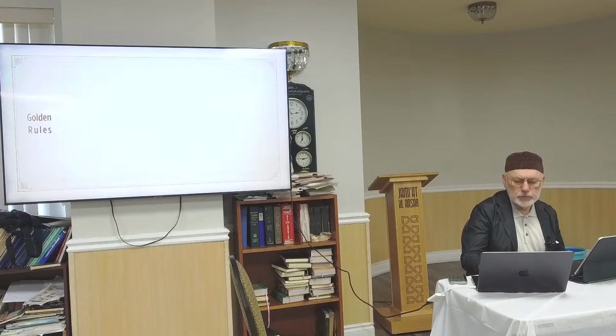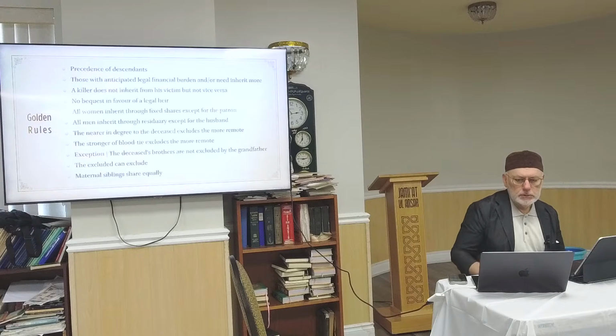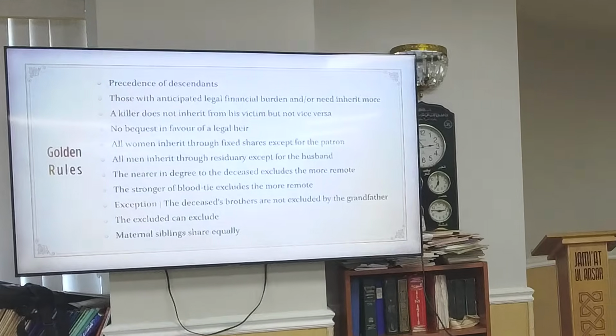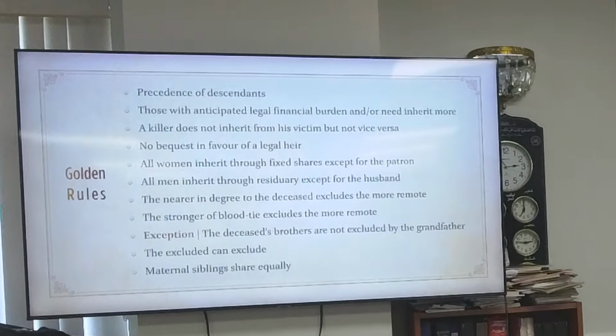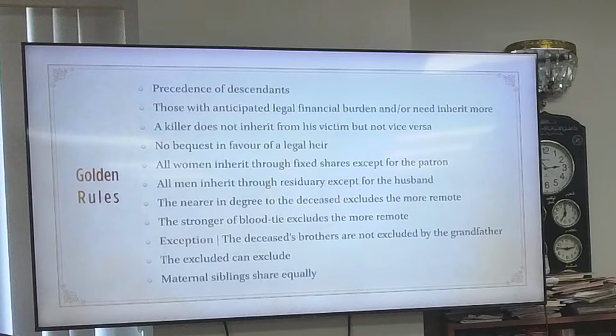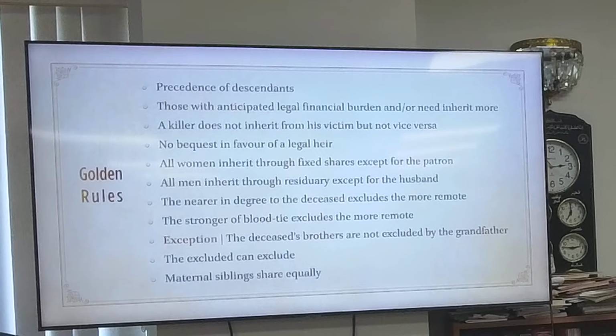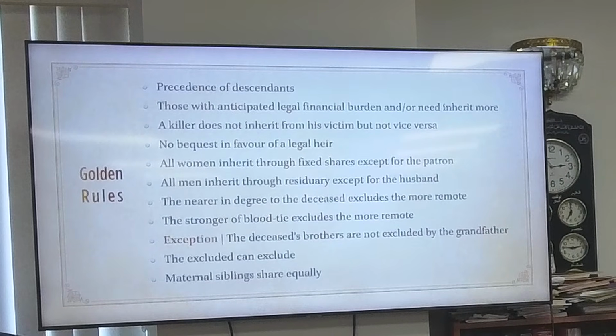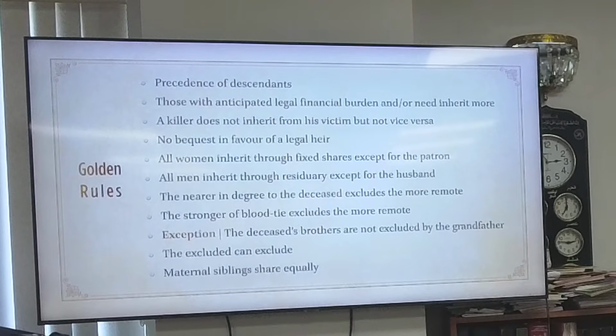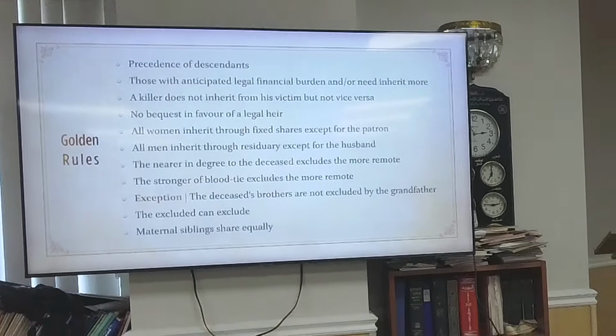So some golden rules, for example, there's a precedence of descendants. Some philosophers like Jeremy Bentham say parents should not inherit anything because they're dying. Why should they inherit? Only give the children. So that's his philosophy, and then John Stuart Mill followed the same philosophy. But in Islam, no.